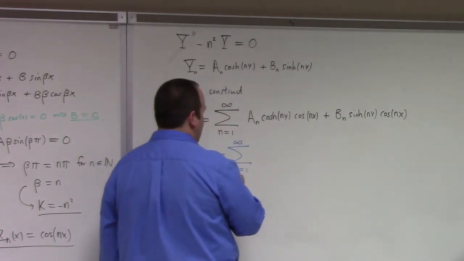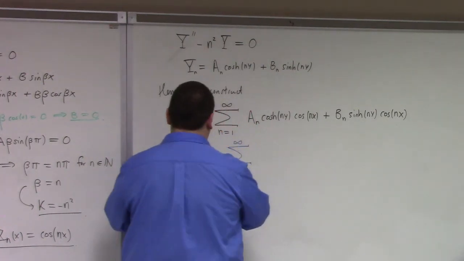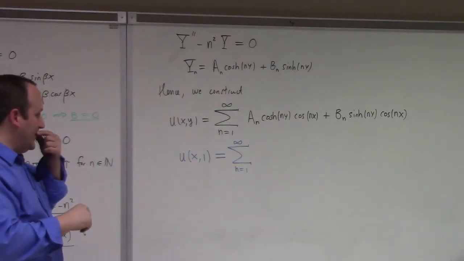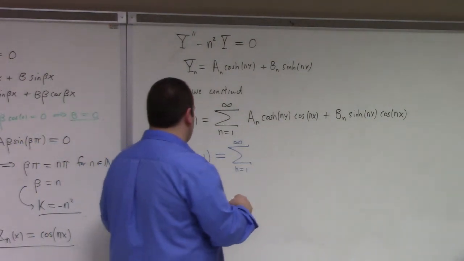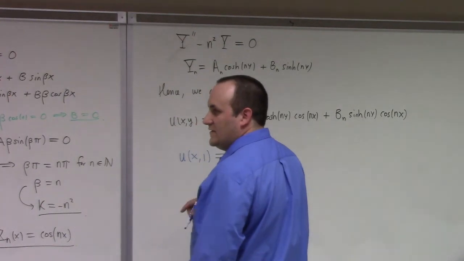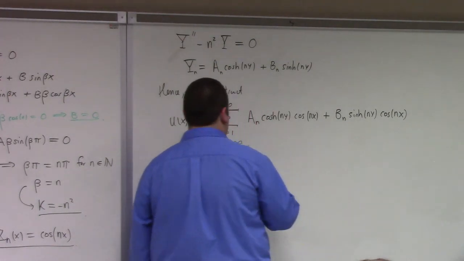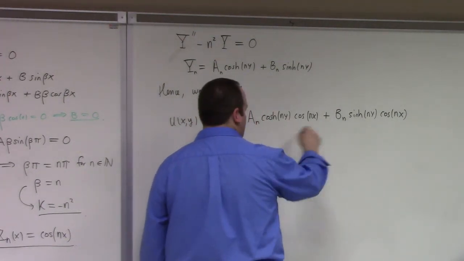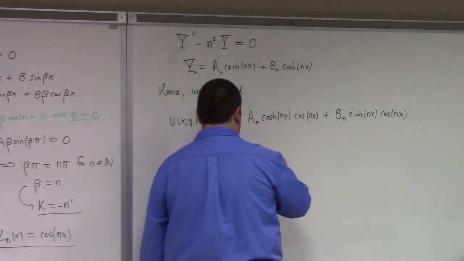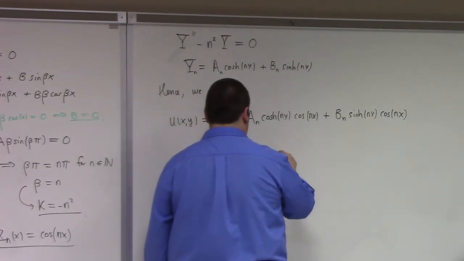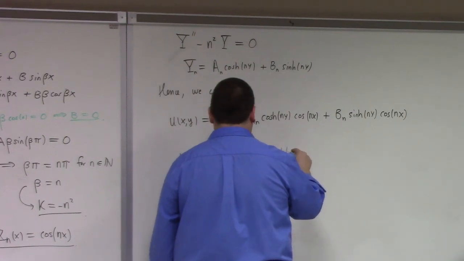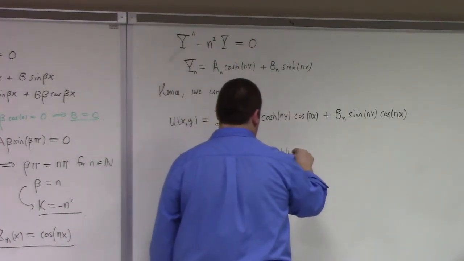Let's see here. The sum from n equals 1 to infinity. Plug in, I put y equal to 1. Oh, you know what? This is interesting. This actually is not as, I mean, it's okay, but it's just not what I was thinking it was. So, a_n, what we got? We got cosh of n, right?